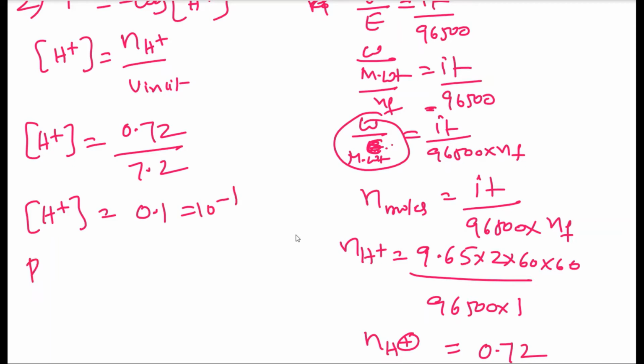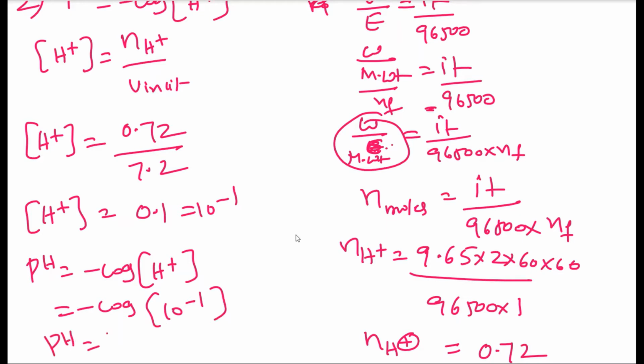Then it is very easy to calculate. pH is equal to minus log of H plus, so minus log of 10 to the power minus 1, then pH is equal to 1. pH less than 7 means the solution is acidic. That's why, at the anode, H plus ions are liberated, which means the solution is acidic. That's why pH will be 1, less than 7. Okay, this is the second one.